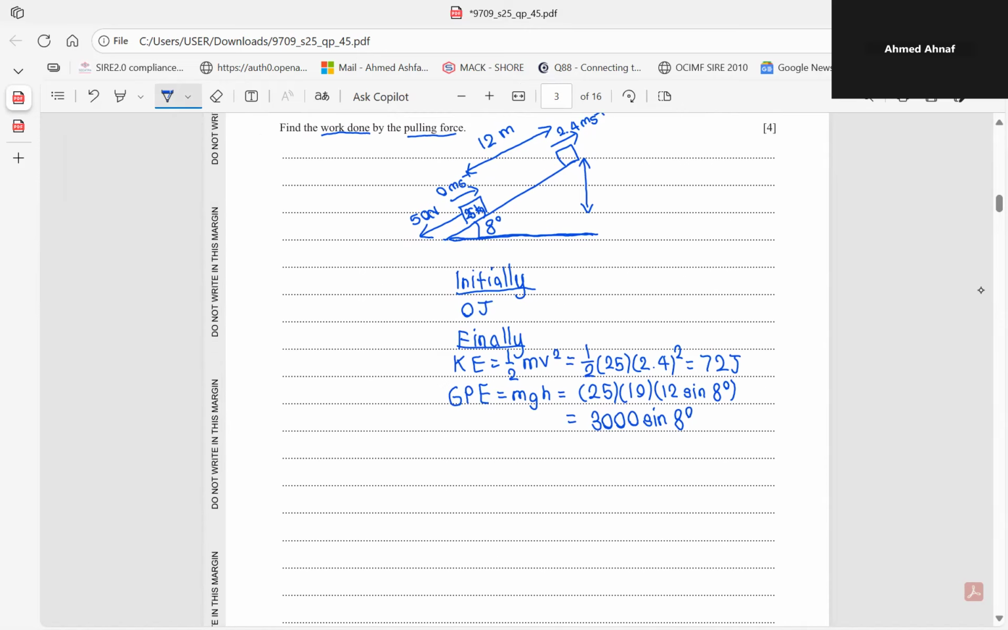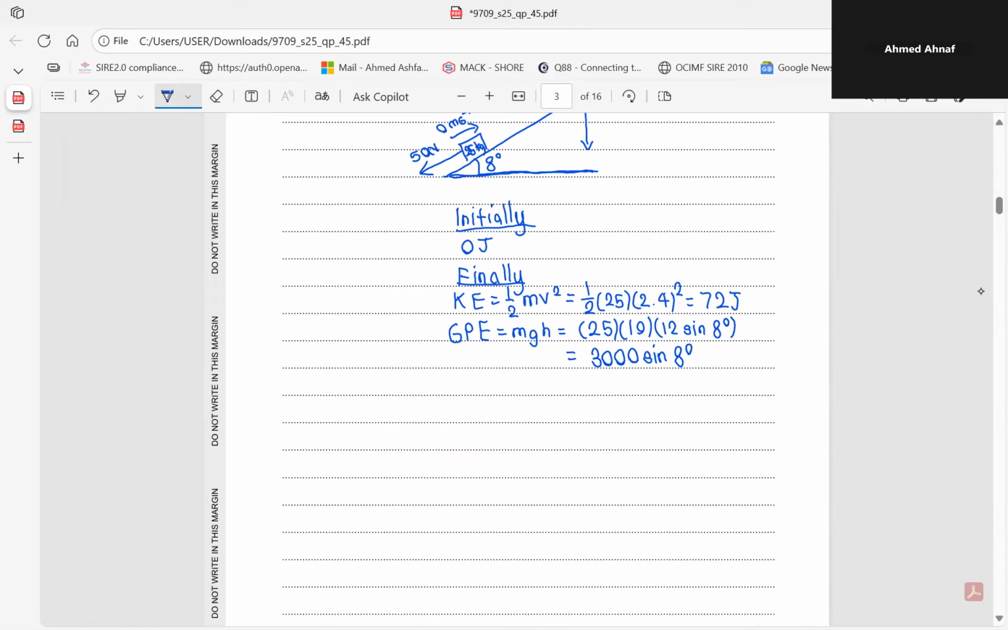And now we're going to have the work done against frictional force. So that's just F times d, where F is the frictional force, 50 newtons, and distance is 12. So this is just 600 joules.